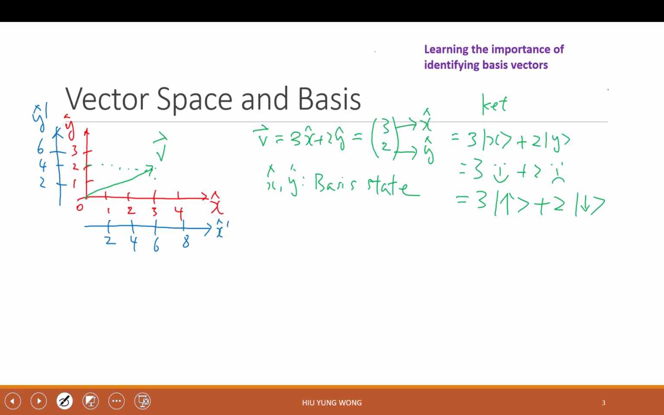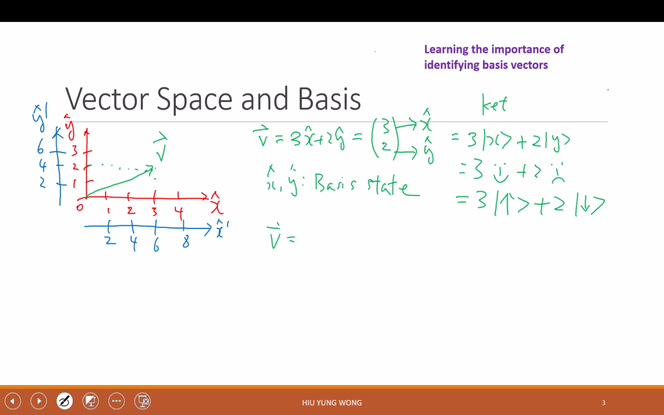So in this case, for exactly the same vector, v equals the same vector v, how do I represent it as a combination of x hat and y hat? I mean, x dash and y dash. What is that?